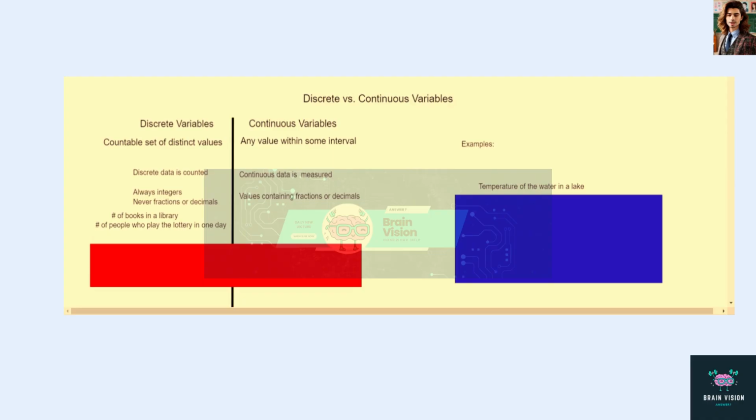Whether it's Fahrenheit, Celsius, Kelvin, or Rankine, whatever you're using to measure that temperature, you know it can fall in fractions or decimals of degrees. So, based on that, this example for today falls under continuous variables.